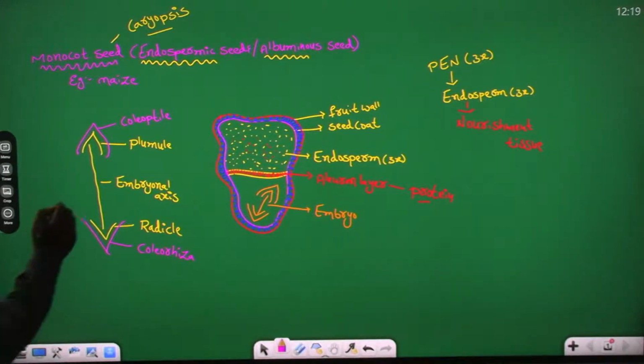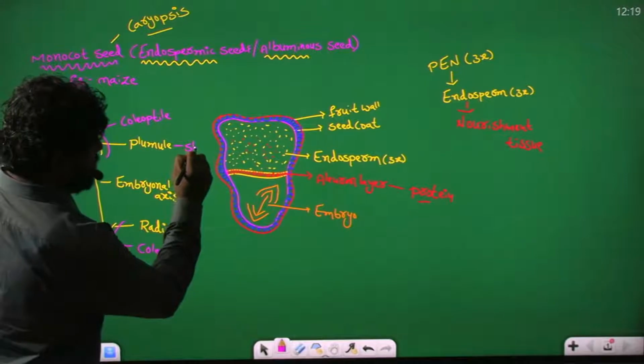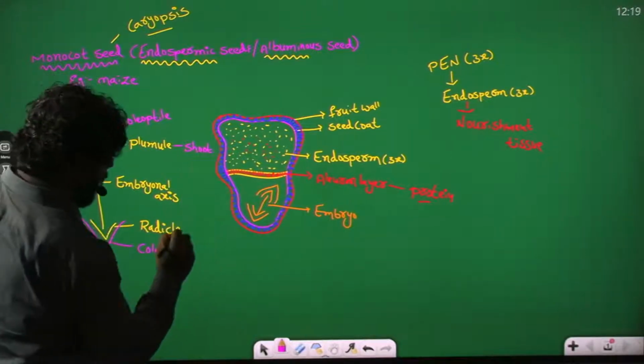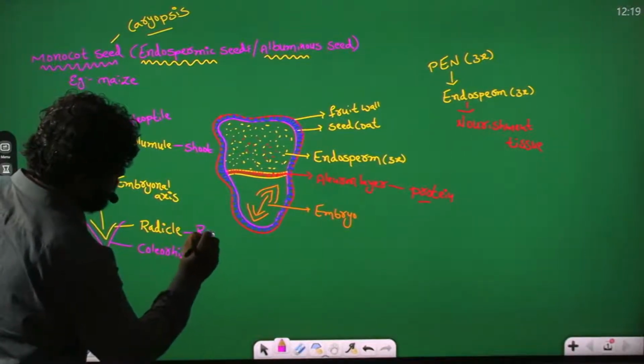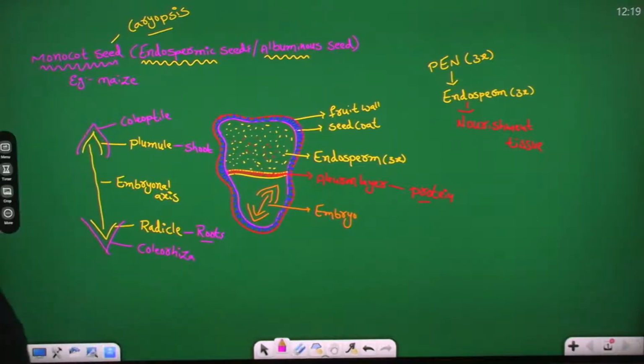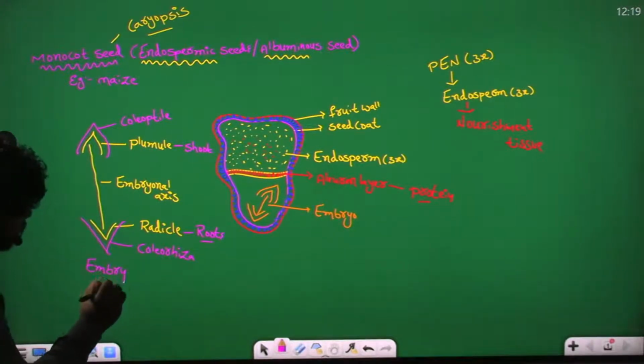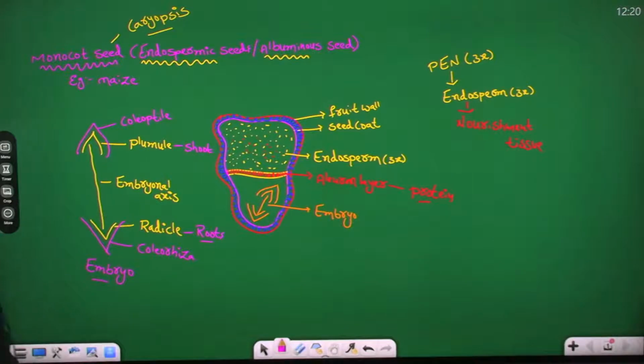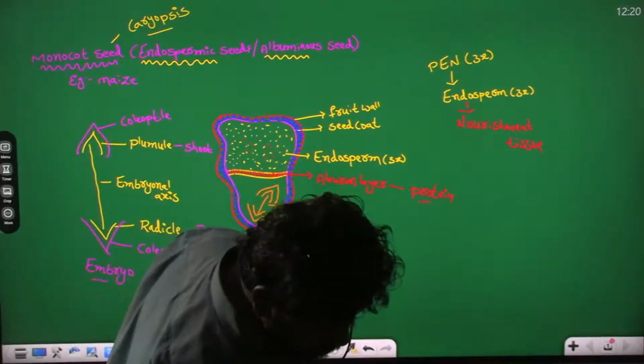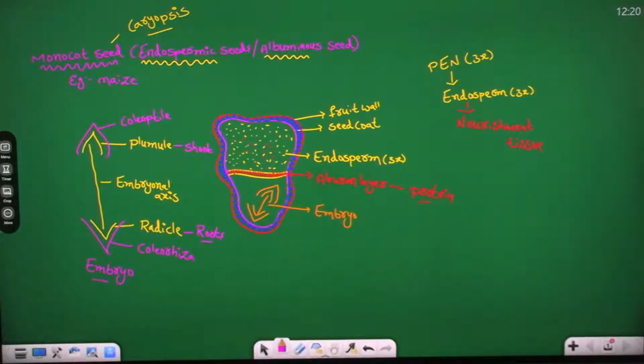See, this plumule gives rise to the shoot, and this radicle gives rise to the root. Plumule is responsible for developing the shoot upward, and radicle is responsible for producing the root downward. Clear? And this is the structure of the monocot embryo.